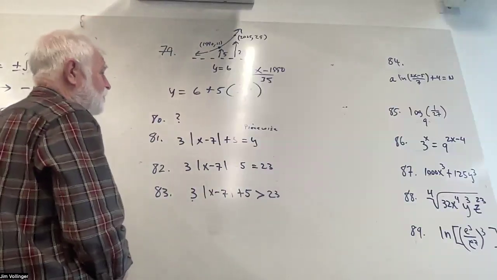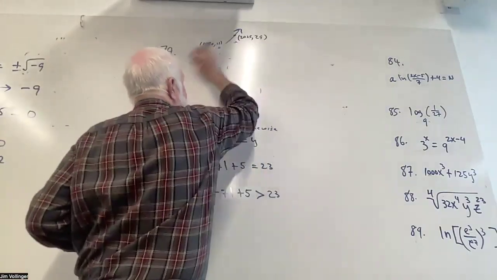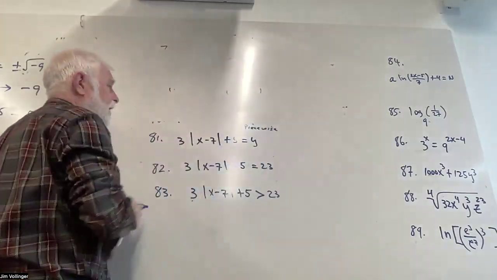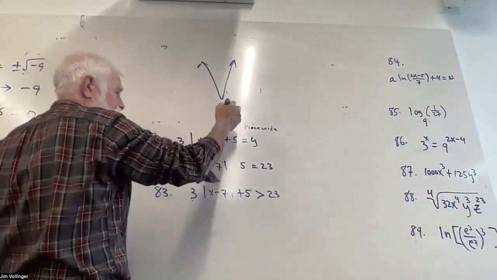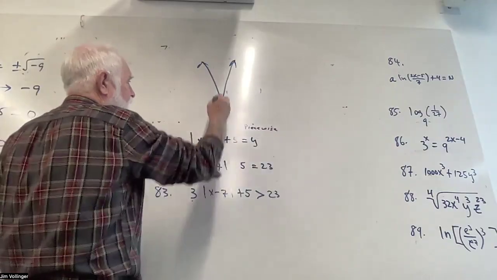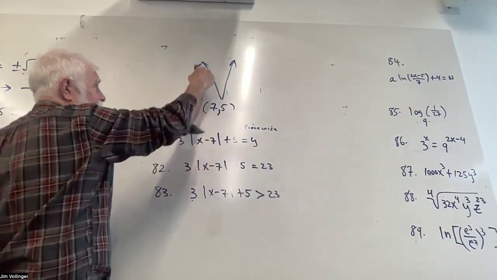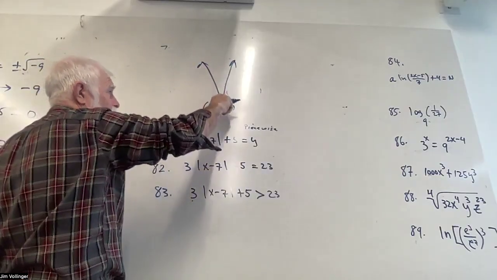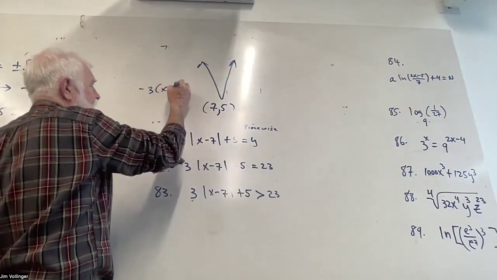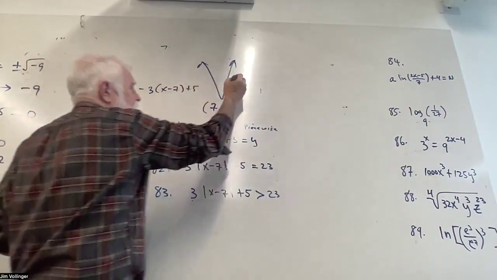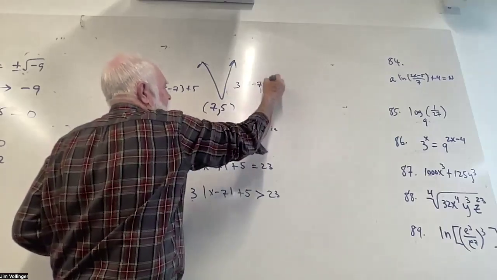All right. Piecewise function. Pieces. All right, so I hope you're good at this now. I hope you know it's a V shape up. I hope you know that the vertex here is 7, 5. And I hope you know that on this side, if I follow from left to right, I'm going down. So that's minus 3, x minus 7 plus 5. And this side is going up. That's positive 3, x minus 7 plus 5.